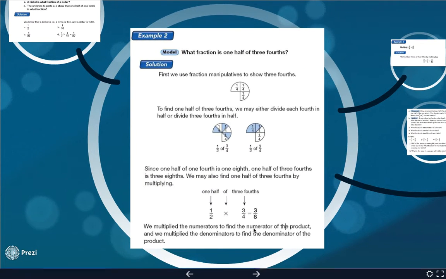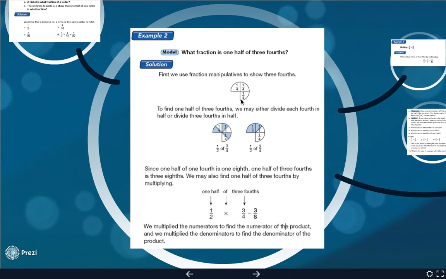Example number 2 is what fraction is 1/2 of 3/4? First we're going to use manipulatives to show 3/4. So this is 1/4, 1/4, 1/4. That's 3/4. And if we divide this in half, we're going to take this half and this half. And that's what they did here. Remember, when you divide a fourth in half, it becomes an eighth from our last one.